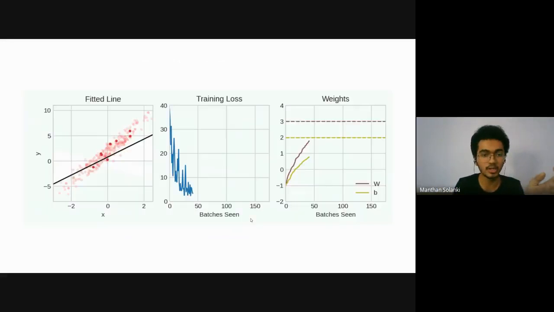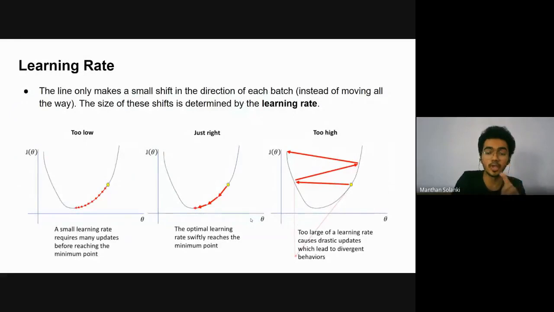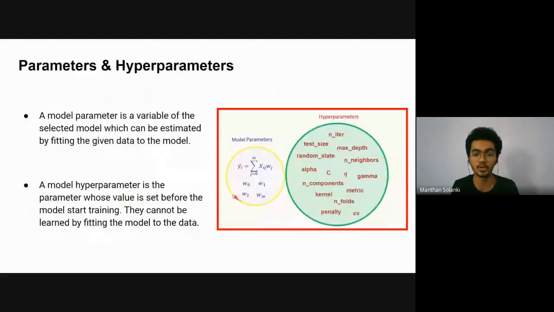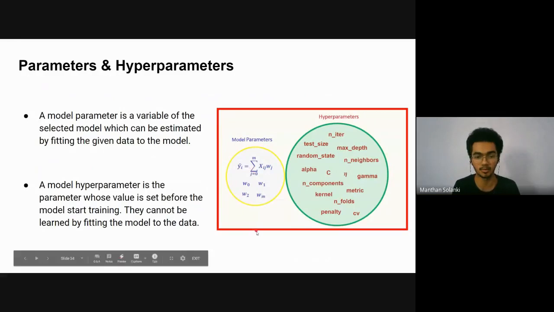So the learning rate is one of the hyperparameters because we have to define it before training. There are some optimization algorithms available which set the learning rate automatically, but the learning rate is a very important hyperparameter that we have to take care of during our training task. Okay, so these are the parameters and hyperparameters.